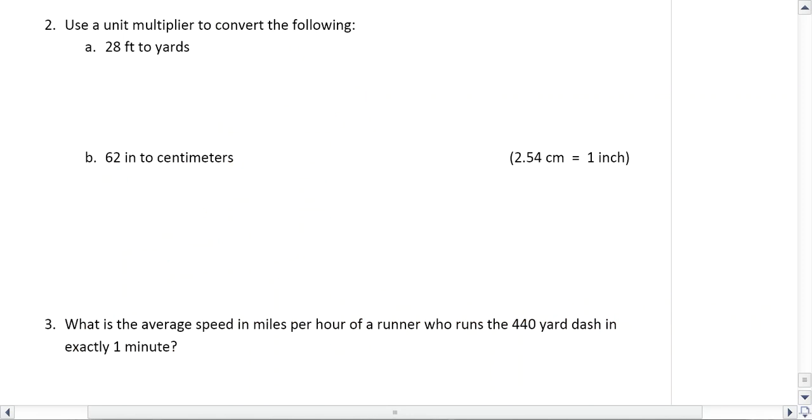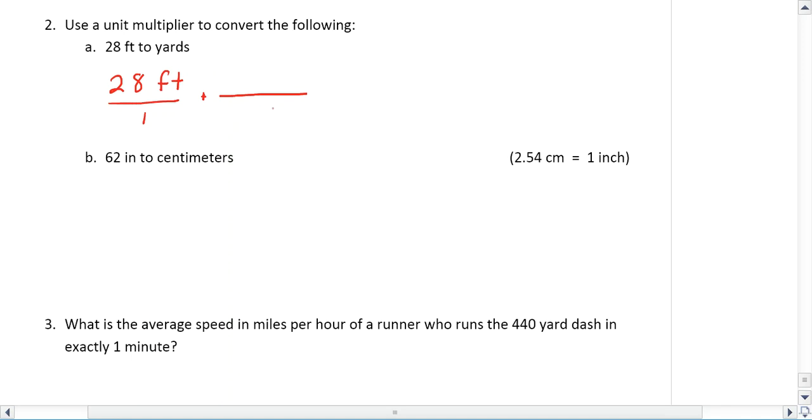In example 2, we're going to do some conversions. So we have 28 feet. So I'm just going to write that 28 feet. It helps me to put it over 1. If you don't want to, you certainly don't have to. But we're going to multiply that, a unit multiplier. We want the word feet to go away, to be canceled, and we want to end up in yards.